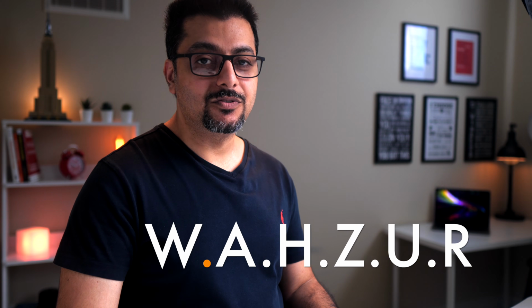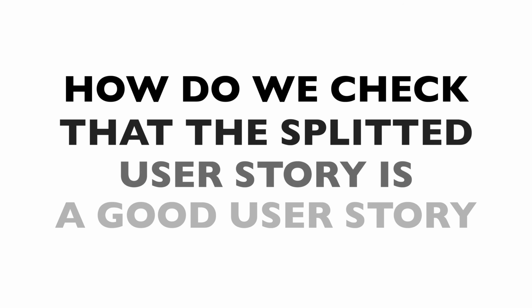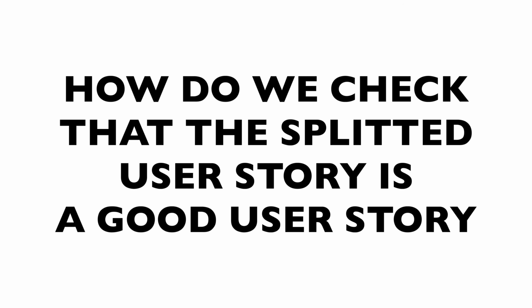T-split is the only pattern that I have been using lately, and I have found that this is more than enough to split most user stories. In cases where I can't use T-split, I use WAHZUR. Okay, now that we know how to split a user story and how to use T-split technique, another question that comes to mind is, how do we check if the split user story is in fact a good user story?